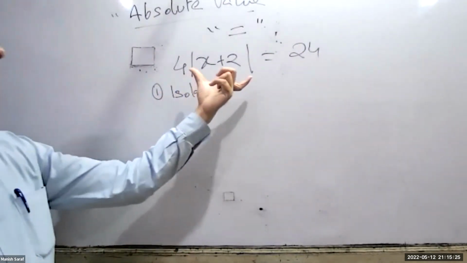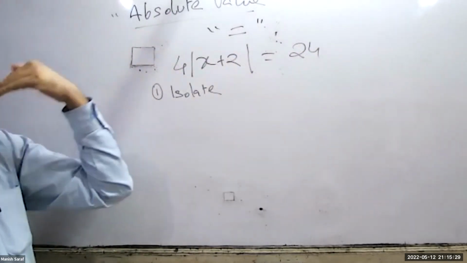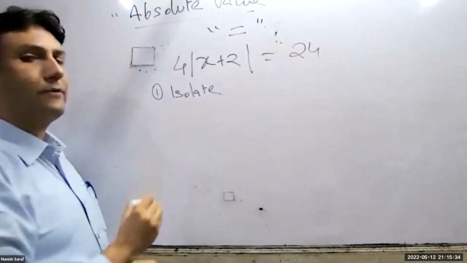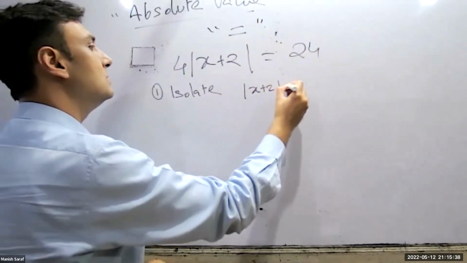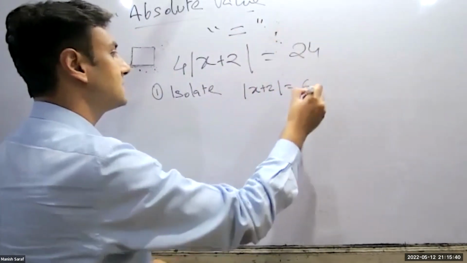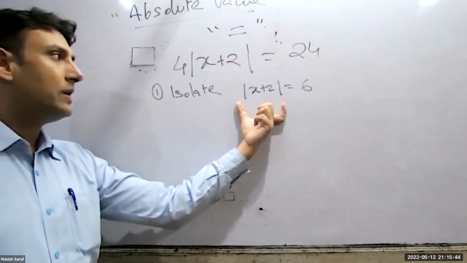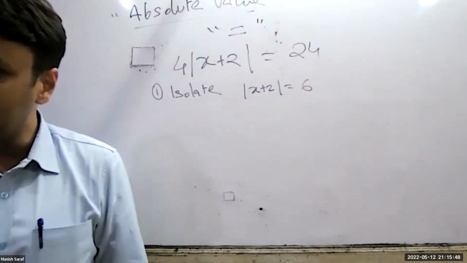Isolate all absolute value functions on one side and everything else on the other side. So if I have to do that, I divide 2 out by 4. So what will I get? Mod of x plus 2 is equal to 24 by 4, which is 6. By doing this, I have isolated the mod function on my left side and everything else on the right side. Did you understand this?